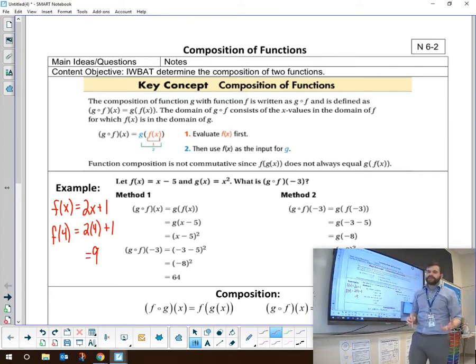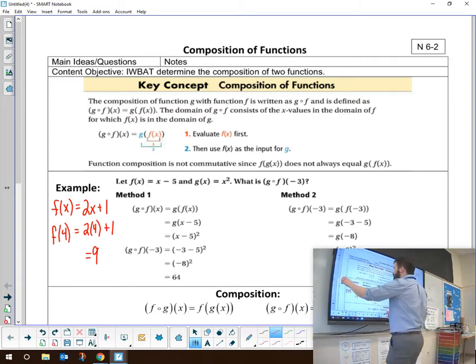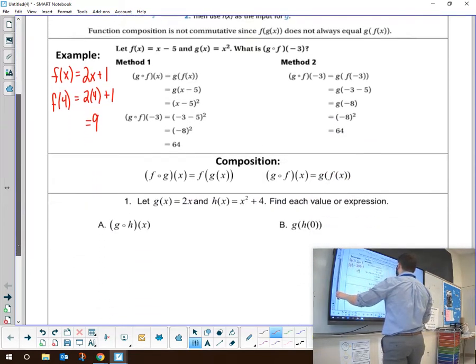Well, today we're doing the same thing, except this time, just like a little Russian nesting doll, we're going to put one function inside of another function, okay? So that's why it's called composition. We are composing one function inside of another. So let me show you exactly what that looks like, okay?